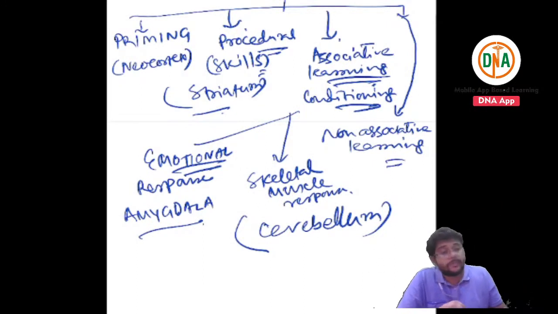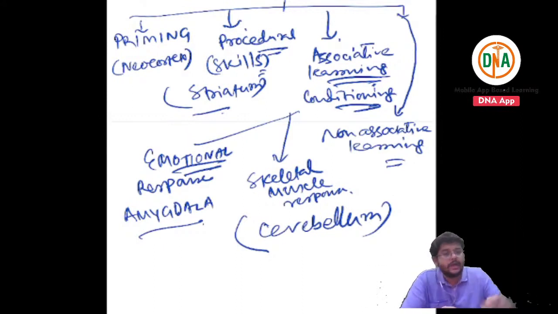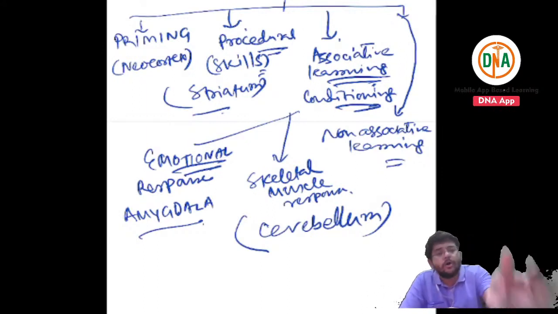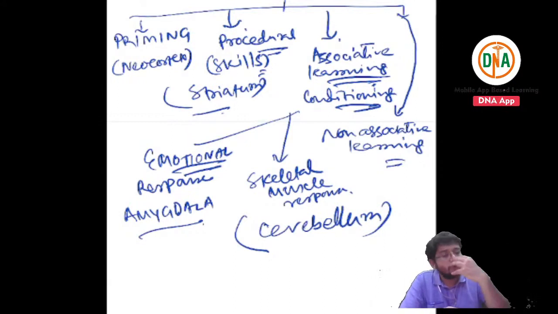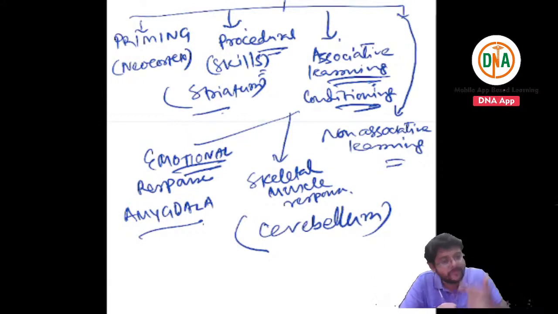So associative, what is Pavlov's experiment? That was classical conditioning. What was that? A dog was kept in a cage, and there was a bell. Initially, the dog was habituated in such a way that the scientist used to ring the bell. Once the bell was rung, he was offered a little bit of food. The dog, after seeing that food, used to have the vagal response and salivation.